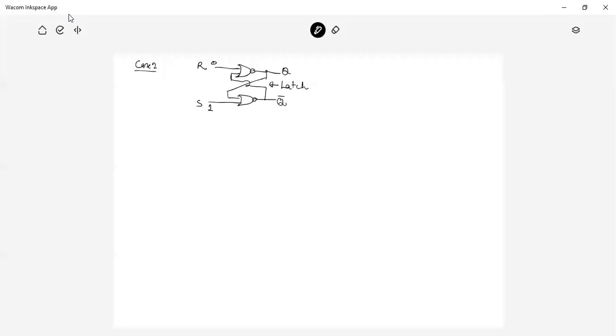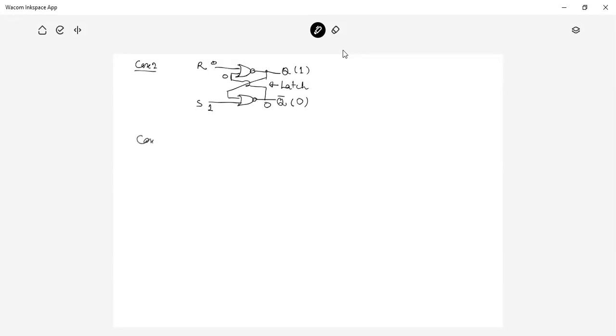So S is 1. Any input with value 1 gives output 0. It is very clear. The output will be 0. And here it is 0 and 0, so this output is 1. This output is 1 and this is 0. So this is case number 2.